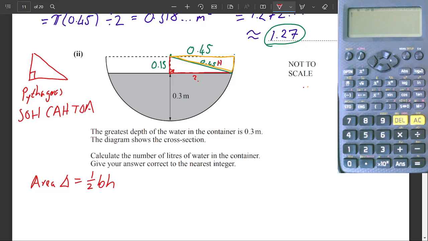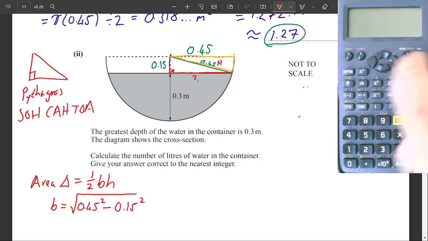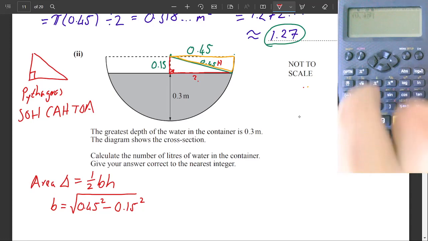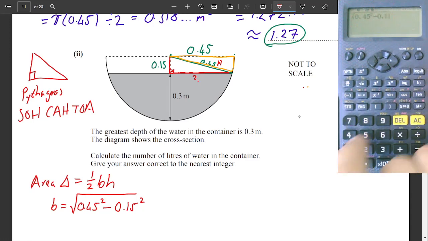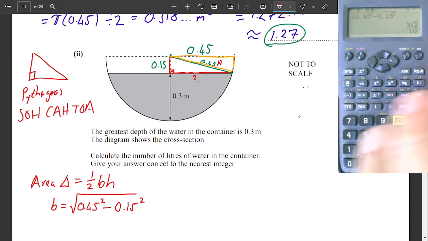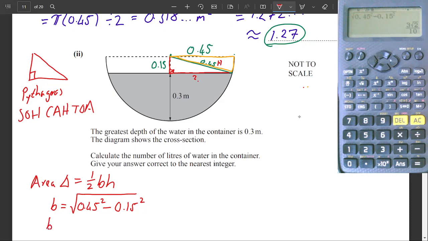In this case, to find the base of that triangle, we've got here the hypotenuse and we've got another side. So to find the length, the base of that triangle, let's call it B for base, will be the square root of the hypotenuse, 0.45 squared, minus the other side we have, 0.15. Let's put that in. Now we can put down all these decimals, but I want to keep it accurate. So the base of this triangle is 3 square root 2 over 10.